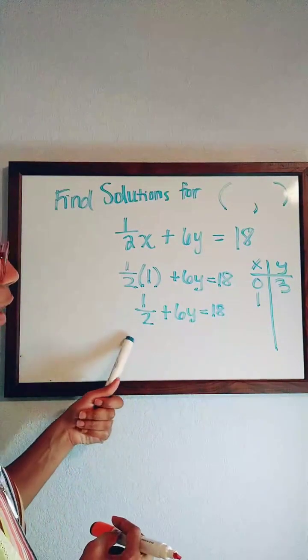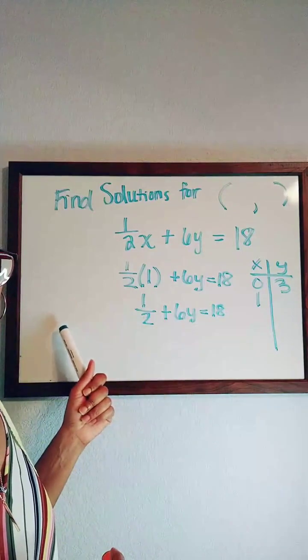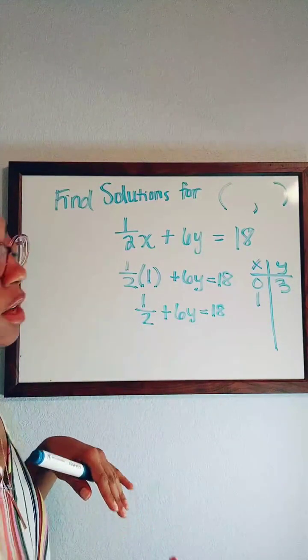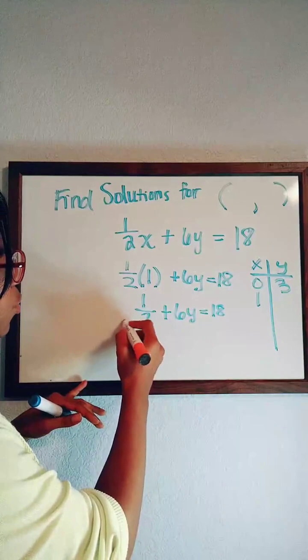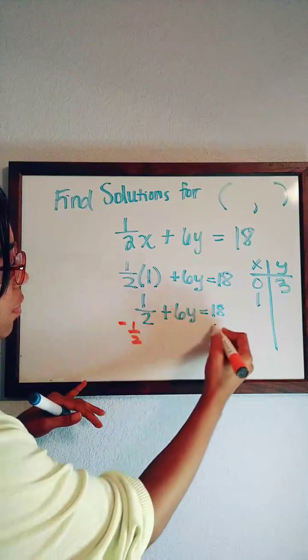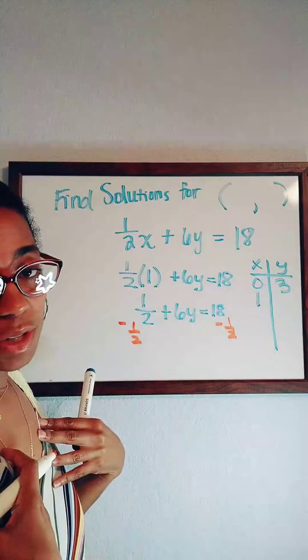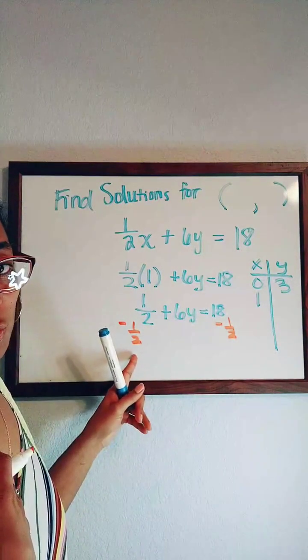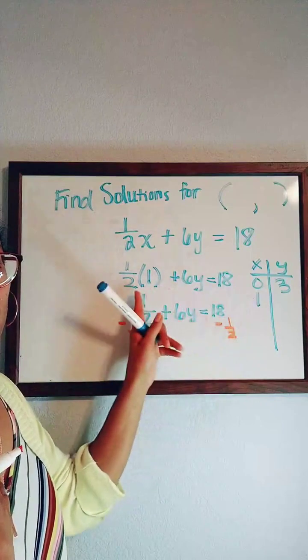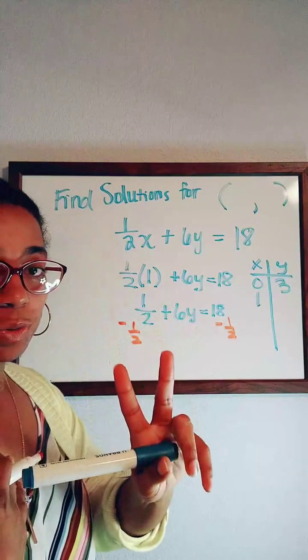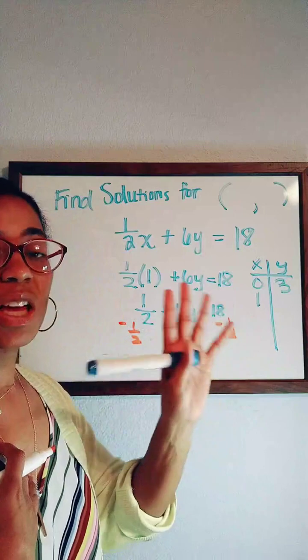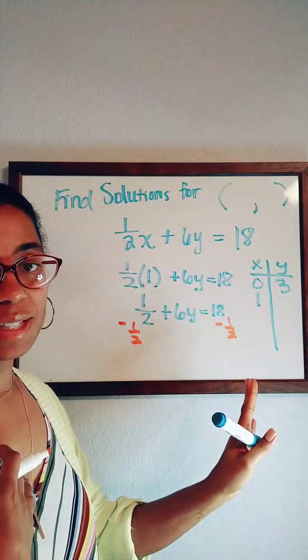Actually, I could end up multiplying by 2 if I wanted to get rid of the fractions, or divide everything by 1/2. So I'm going to go ahead and subtract 1/2 from both sides. The thing with that is, I probably would have gotten rid of the fractions. This is why I wouldn't have used a 1. I would have used a number that would have eliminated this fraction, which would have been a 2, because 1/2 times 2 would simplify that down.